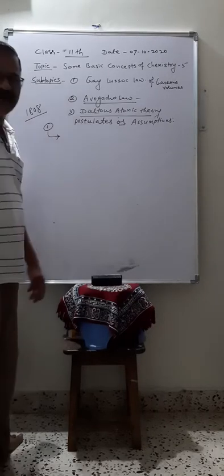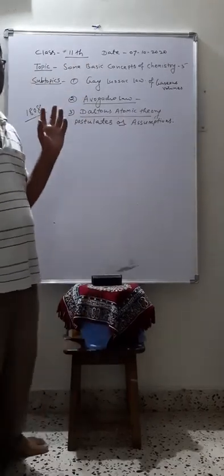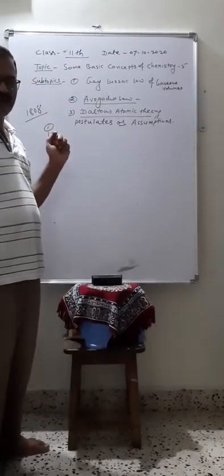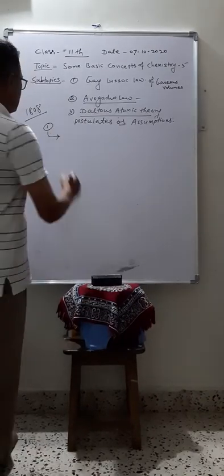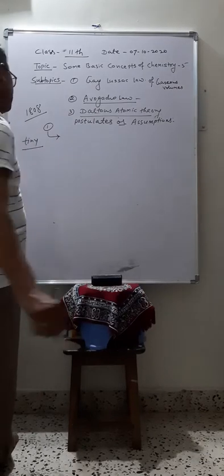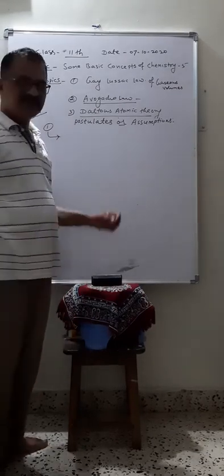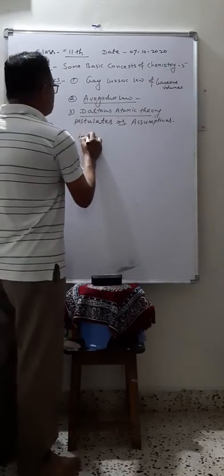The first point Dalton stated is that an atom is a very very small particle. An atom of an element is a very very small particle, or you can also call it a tiny particle. Atoms are very very small particles and they are indivisible.